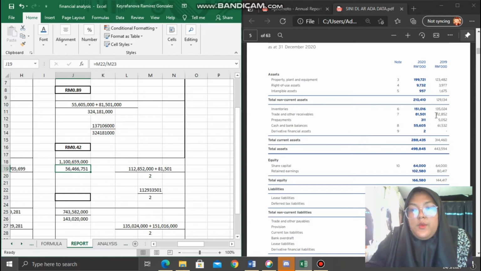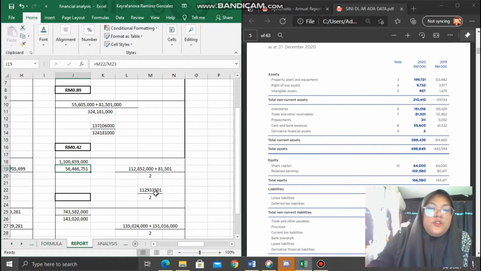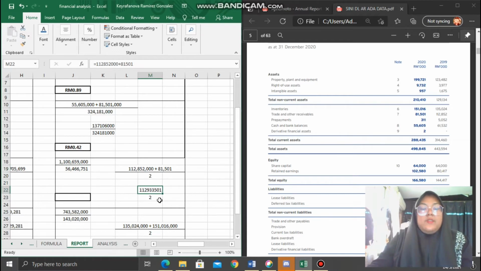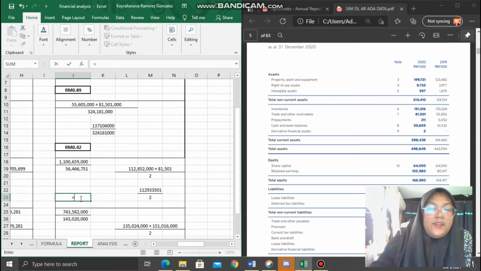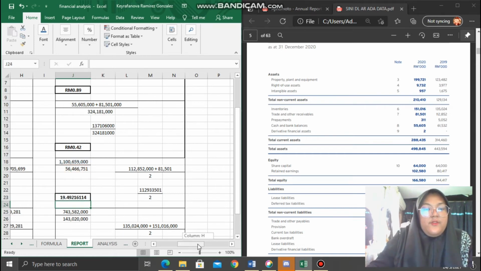We add 112,852,000 with 81,501,000, and we got the total of 112,933,501, and we divide it by 2 to find the average of account receivable. This has also been pre-calculated, and after keying the data, now we have to divide the net sale with the average account receivable, and we got the answer for it.